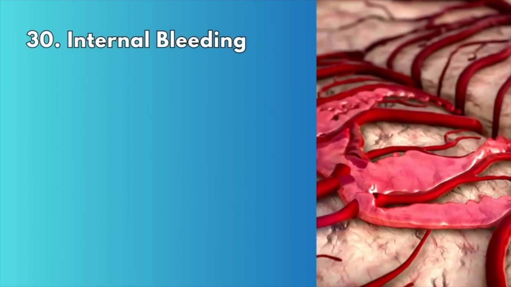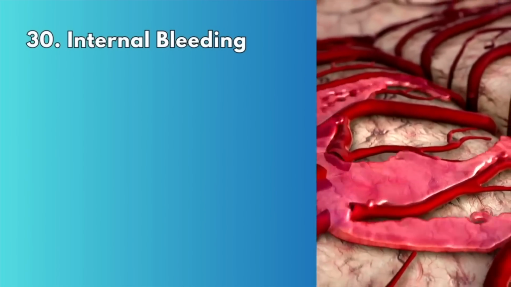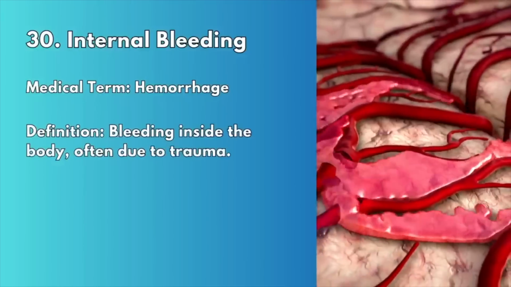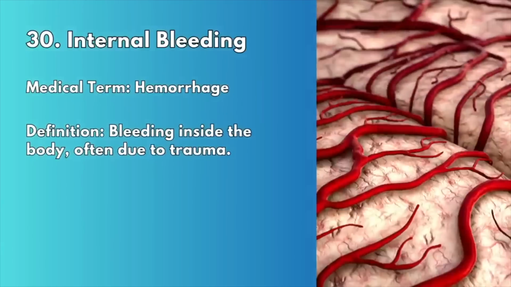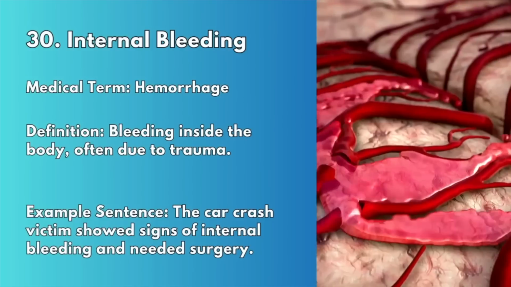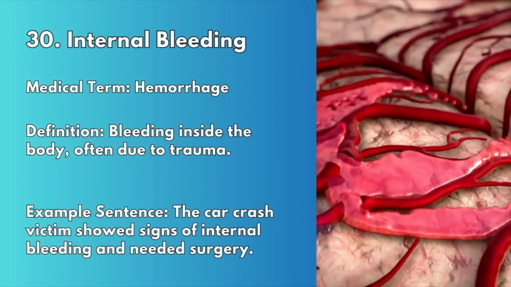We are already at number 30, internal bleeding. In medical terms, this would be called a hemorrhage, and it defines bleeding inside the body, often due to trauma. Let's take a look at our example. The car crash victim showed signs of internal bleeding and needed surgery.